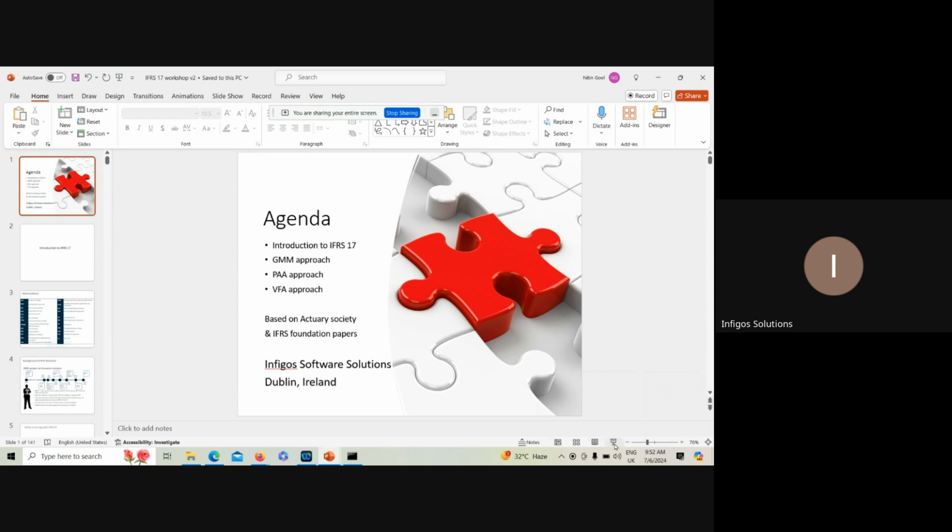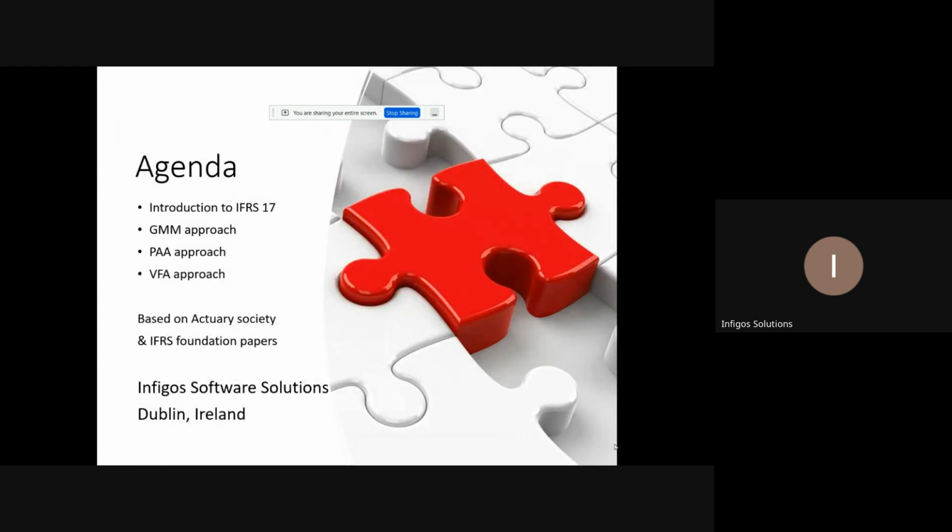So we will discuss the three approaches which IFRS 17 has: GMM, PAA, VFA. This presentation is based on the papers of the Actuarial Society and the IFRS Foundation. The company which I'm representing is Infigo Software Solutions, based out of Dublin.